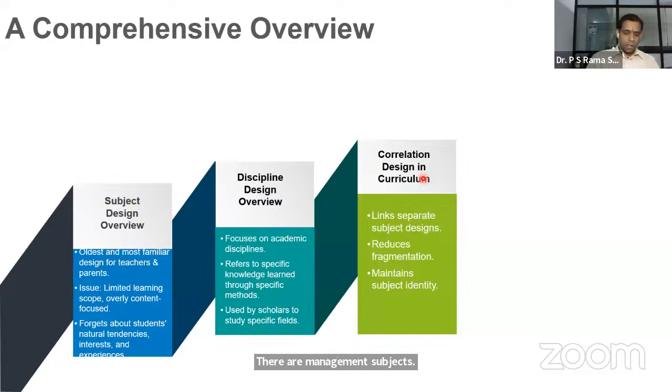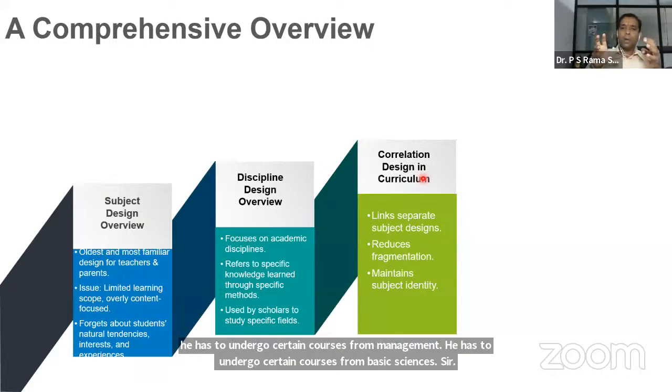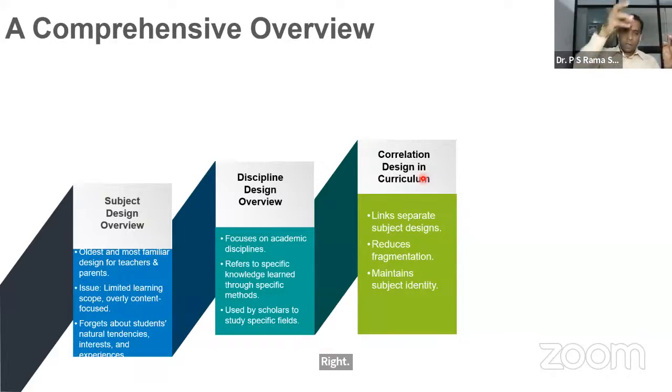Right? So even if you say discipline-wise, say computer science, you have fixed the courses. But then a computer science student has to undergo certain courses in electronics. He has to undergo certain courses from management. He has to undergo certain courses from basic sciences, right? How are they going to fit into the discipline-wise subjects?